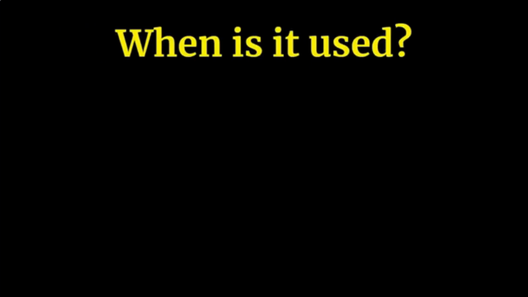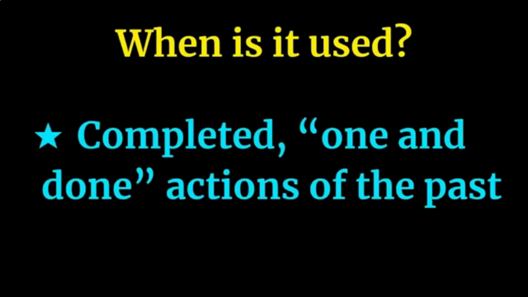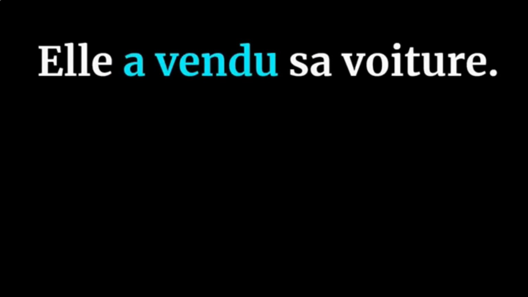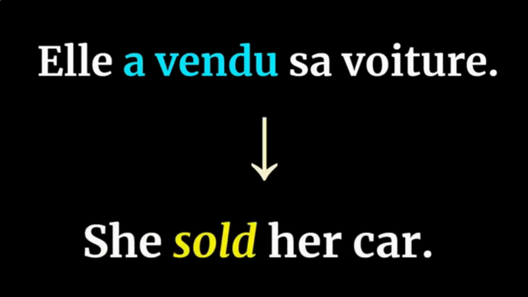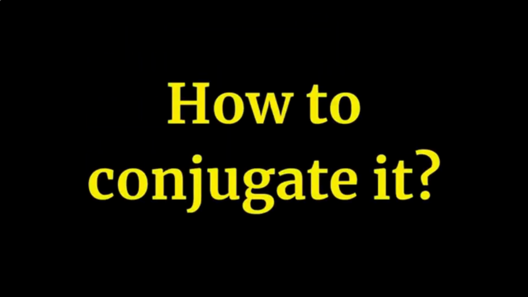So when is it used? Le passé composé is used when referring to completed one-and-done type actions of the past. For example, Elle a vendu sa voiture, meaning she sold her car. The reason it's called le passé composé is that it's composed of two parts, those being the auxiliary verb or helping verb, which will either be avoir or être, conjugated in the present tense, and then your main verb in its past participle form. So how exactly does one conjugate it?